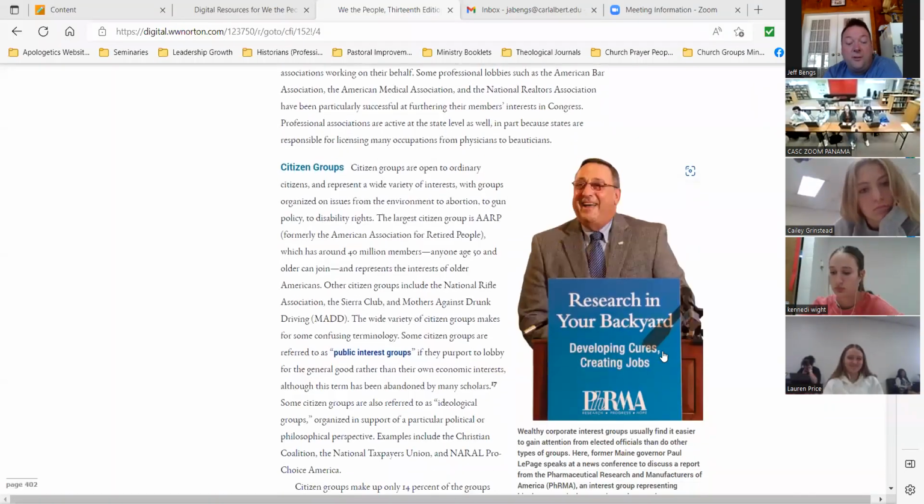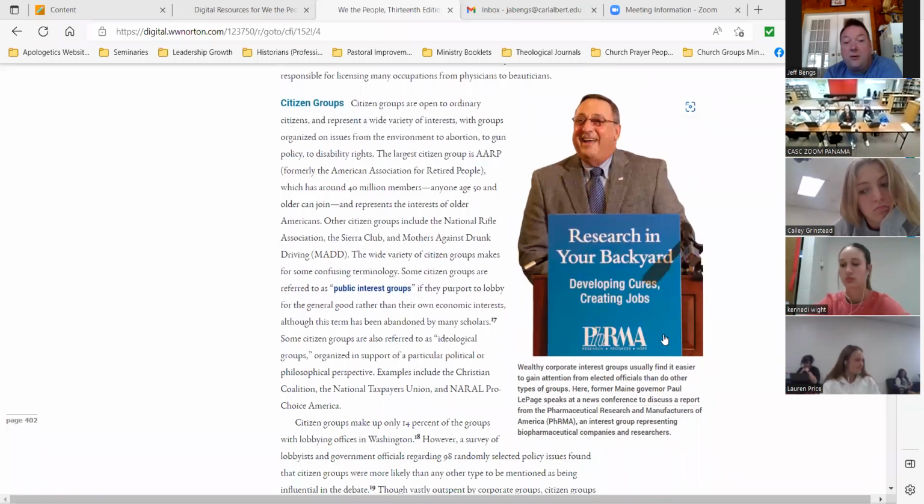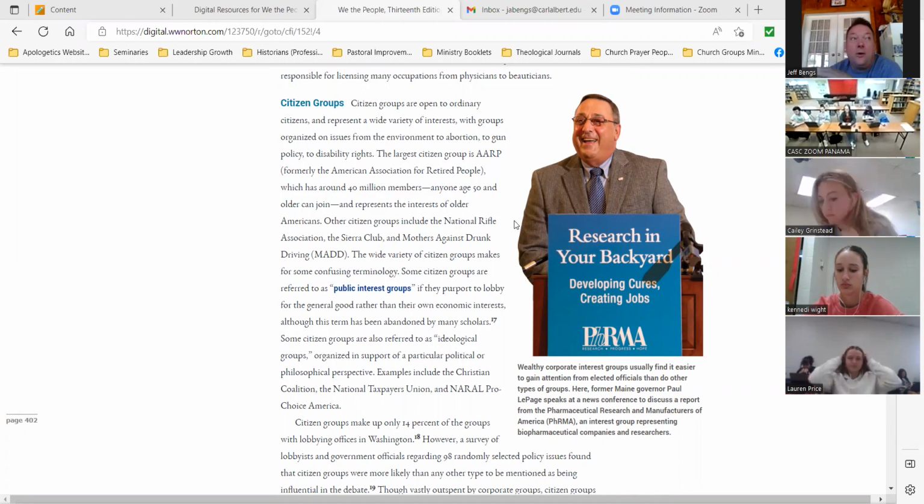Citizens groups. This would be like Mothers Against Drunk Drivers, or MADD, or AARP, American Association of Retired Persons. You can see that they're groups that represent a certain segment of citizens.